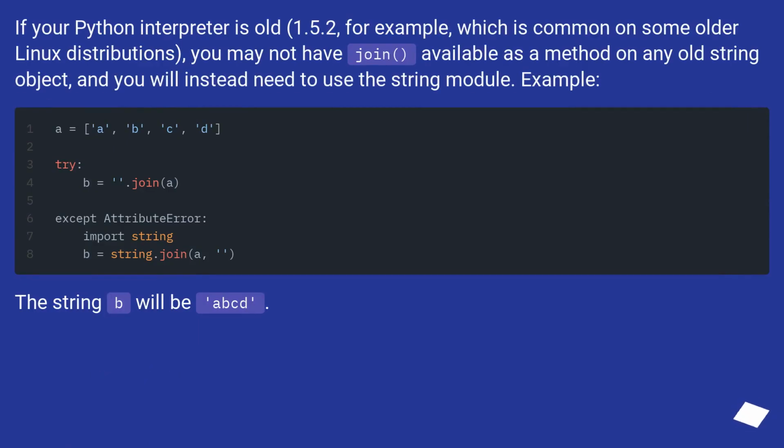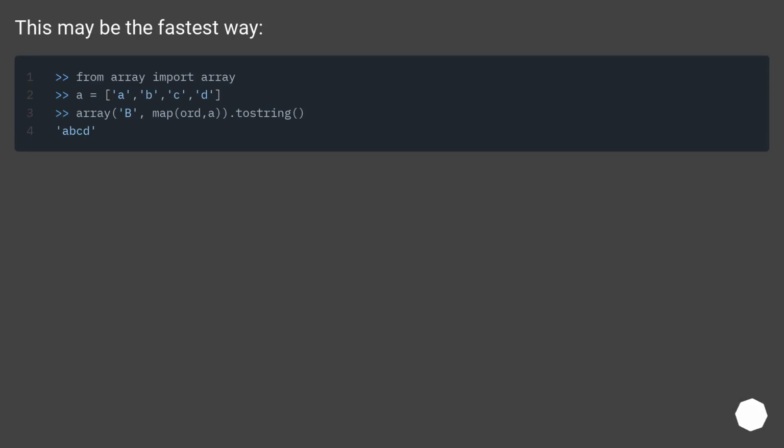If your Python interpreter is old, 1.5.2 for example, which is common on some older Linux distributions, you may not have join available as a method on any old string object, and you will instead need to use the string module. Example: the string b will be apt. This may be the fastest way.